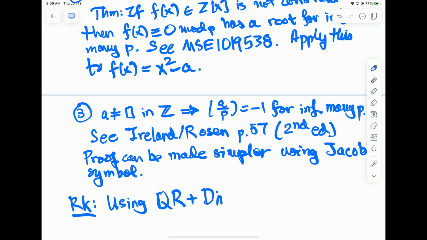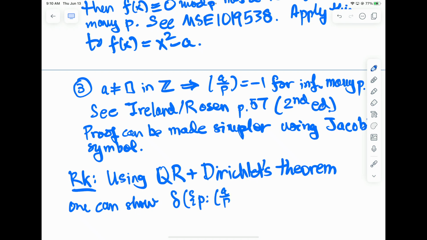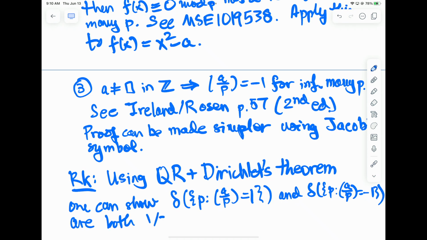And in fact, it's worth noting that if you use quadratic reciprocity plus Dirichlet's theorem, by Dirichlet's theorem I mean the theorem about the infinitude of primes in arithmetic progressions when the first term and the common difference are relatively prime, using these two results, you can show that in various senses, the density, I'll write delta for density, of primes for which the Legendre symbol is 1, and the density of primes for which the Legendre symbol is minus 1 are both 1/2.